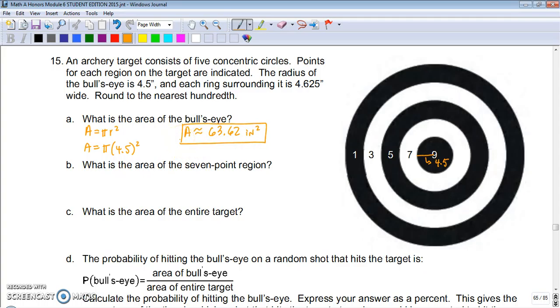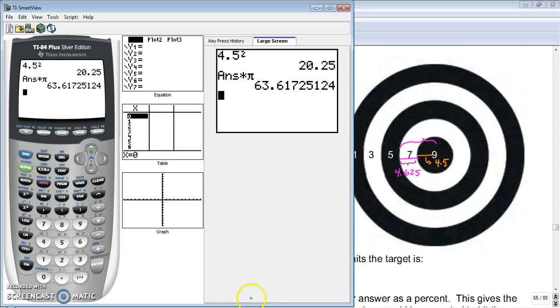B, what is the area of the 7-point region? Okay, so we know that this piece here is 4.625. And so then that would make the radius of this whole circle, starting at the center of the target all the way out to where the 7-point region ends, the sum of these. So 4.5 plus 4.625, 9.125.